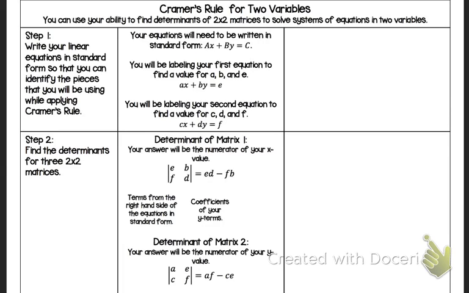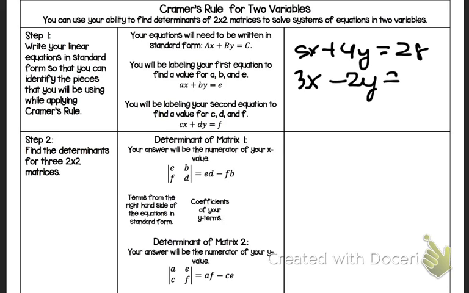Okay, so for example, if I have 5x plus 4y equals 28, and I have 3x minus 2y equals 8. Okay, this is the system of equations. I know that we can solve this by substitution or elimination, but we can also solve this using matrices.